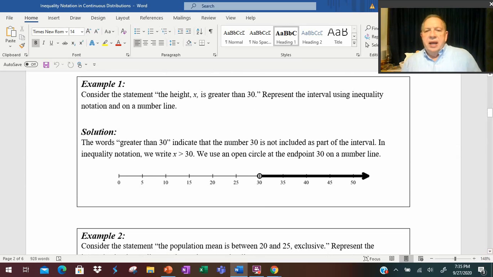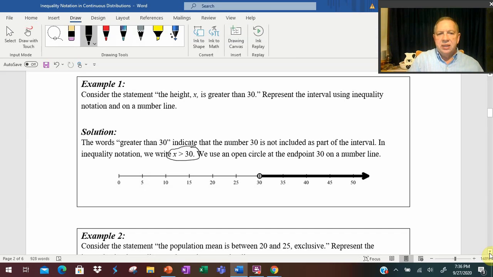So here's a couple of examples, and then later on we're going to ask you to go through and fill in this number line with the interval that you were to say. So consider the statement, the height x is greater than 30. Represent the interval using interval notation and on a number line. Okay.